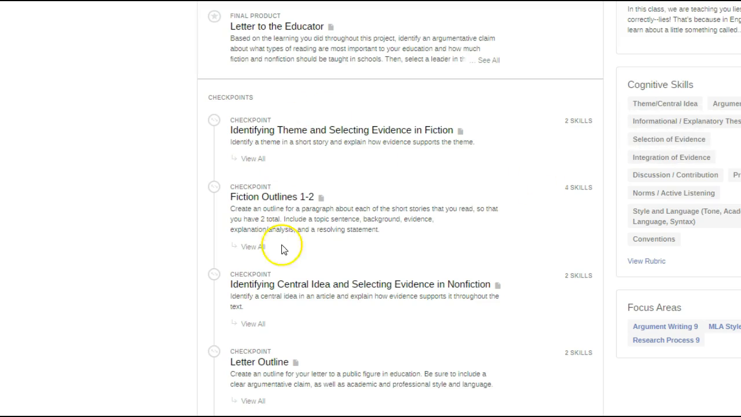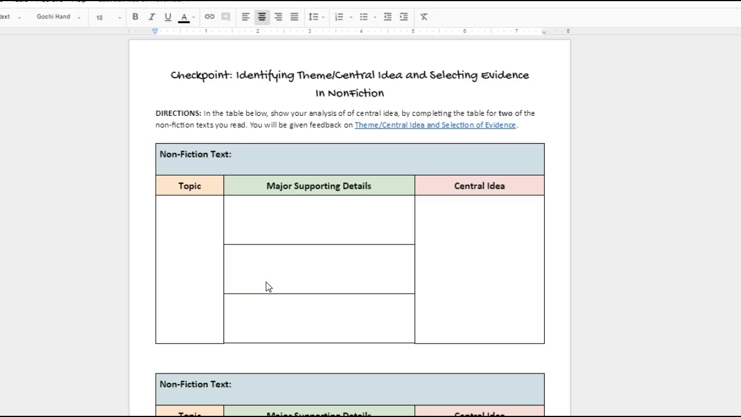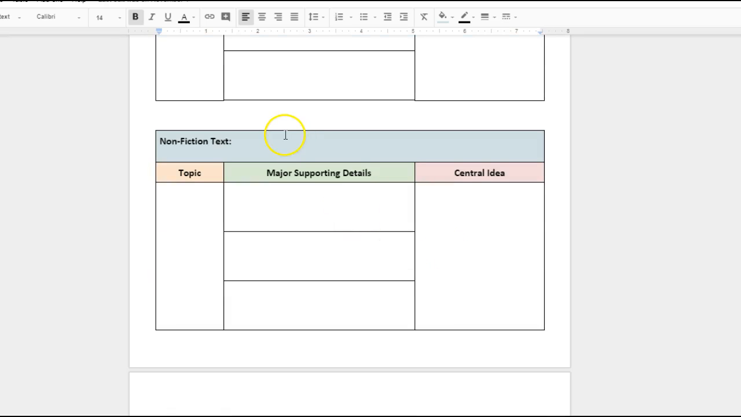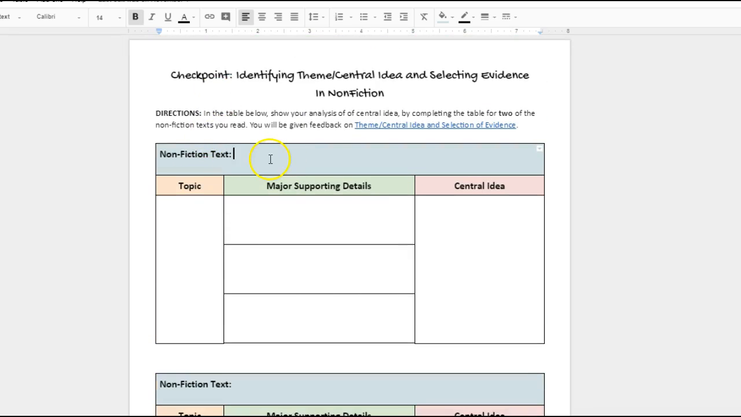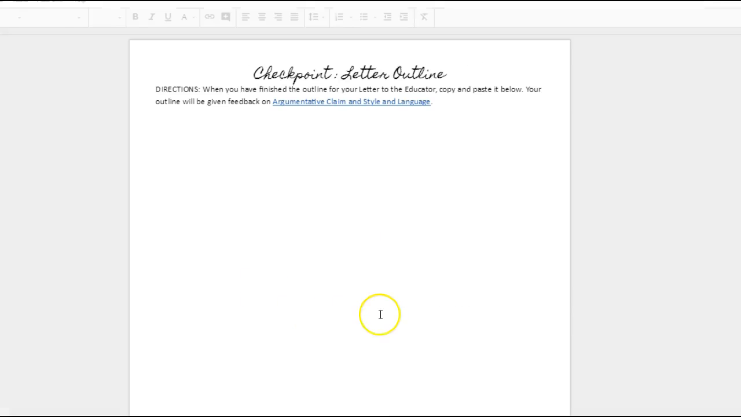The third checkpoint, the central idea and selecting evidence for nonfiction. So this is for your two nonfictions that you're reading. The one on social media and the one on Carol Dweck. And then we're going to start a letter outline.